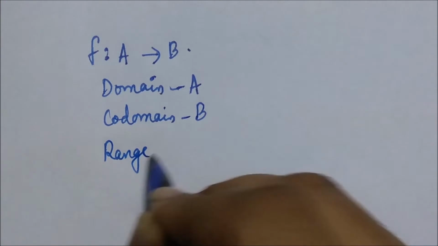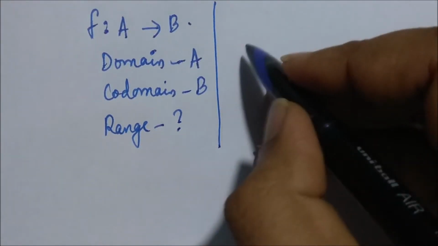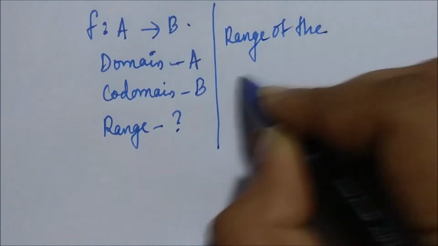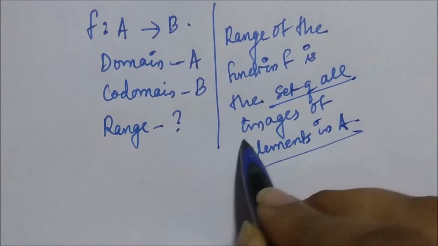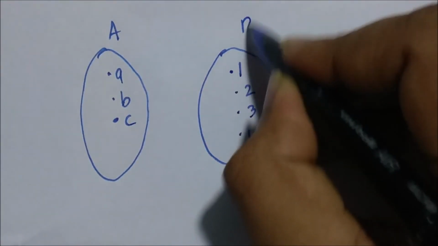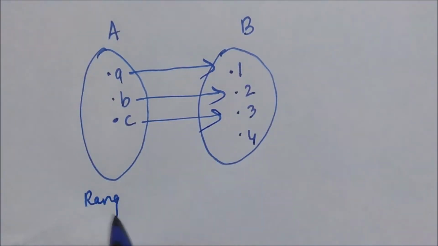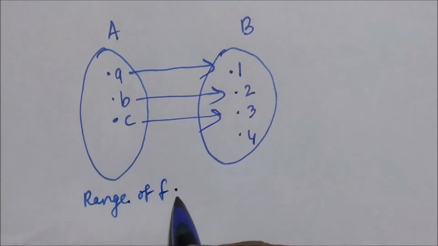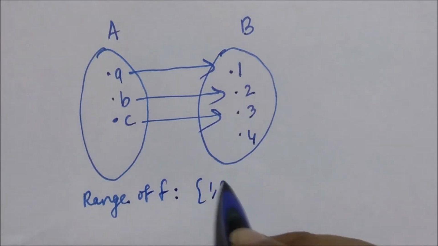Now what is the range of the function? Range of the function f is the set of all images of the elements in A. Now for example, consider the set A which has the elements A, B and C, and consider the set B which has the elements 1, 2, 3 and 4. So A is mapped to 1, B is mapped to 2, C is mapped to 3 and 4 doesn't have any pre-image in the set A. Okay. Now what is the range of this function?